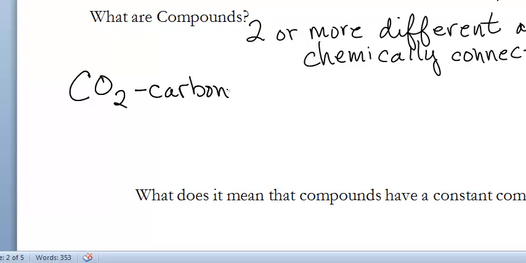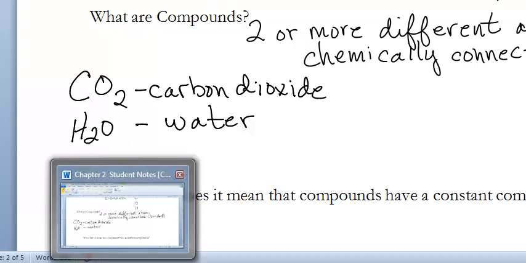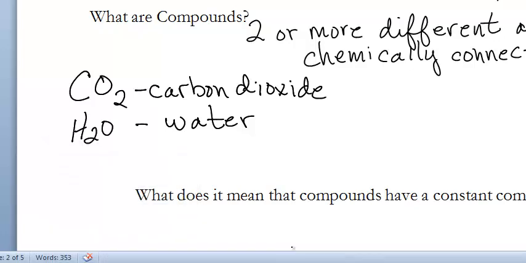It is made up of two different kinds of atoms, and there are one carbon for every two oxygen. Water is made up of two different kinds of atoms. You have two hydrogen and one oxygen. And then if I want to get a little bit further in, I could say that we could make sugar.